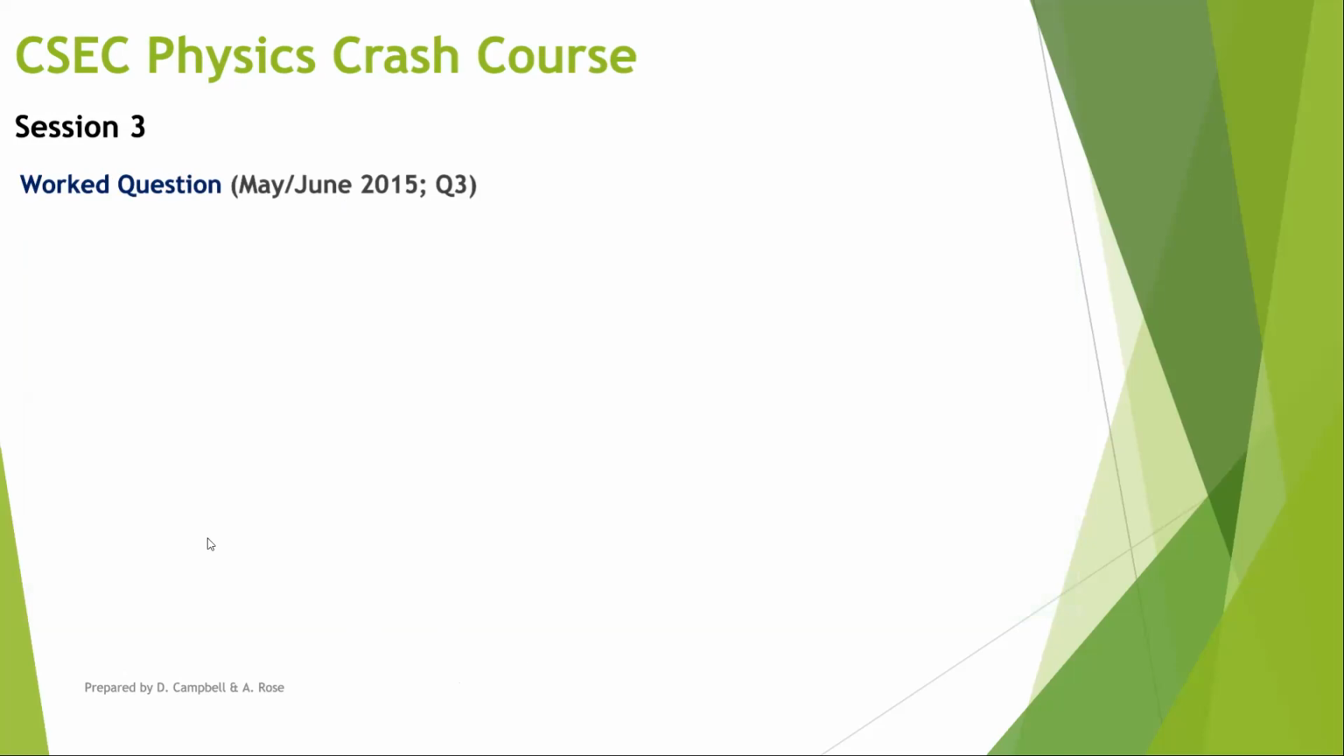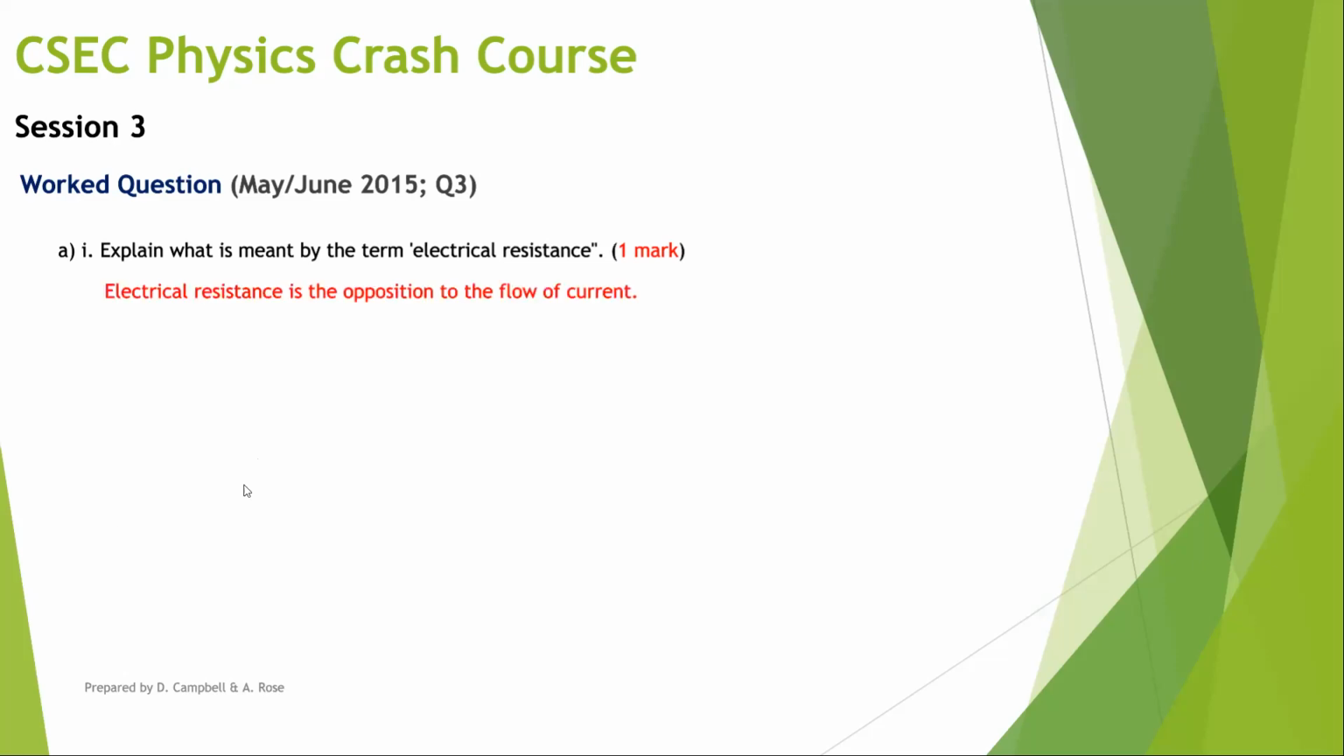All right. So for this question, the first thing that we are required to do is to explain what is meant by the term electrical resistance, and that's for 1 mark. So it's just to state the definition for electrical resistance, which is basically the opposition to the flow of current. Right, so that's 1 mark.